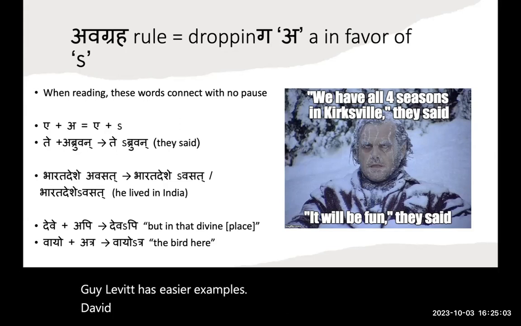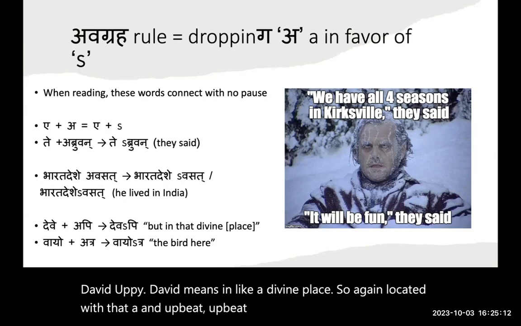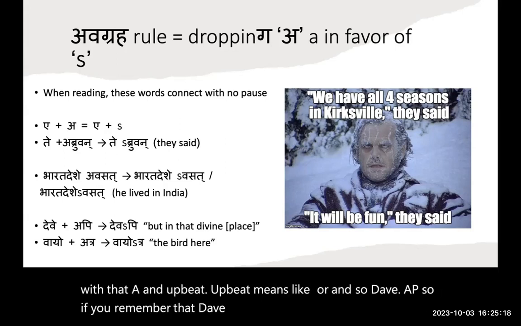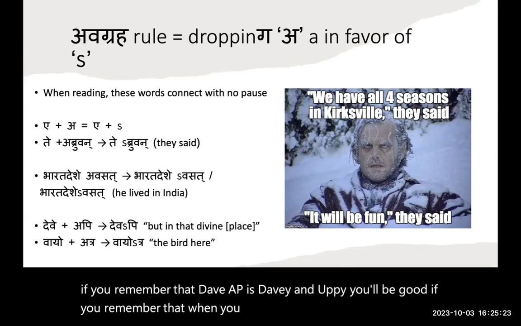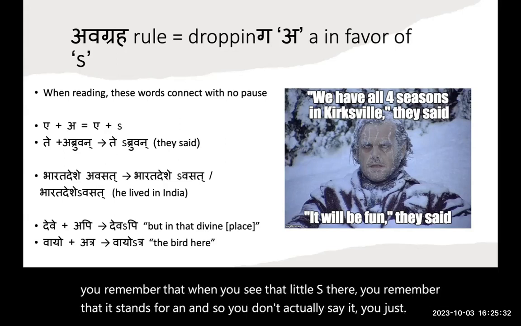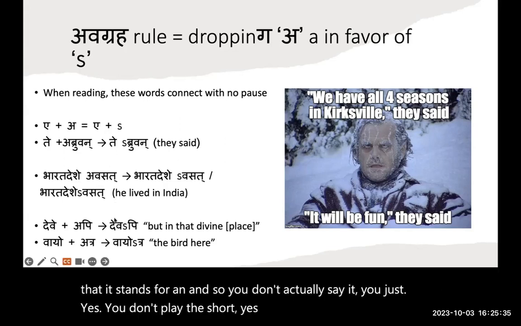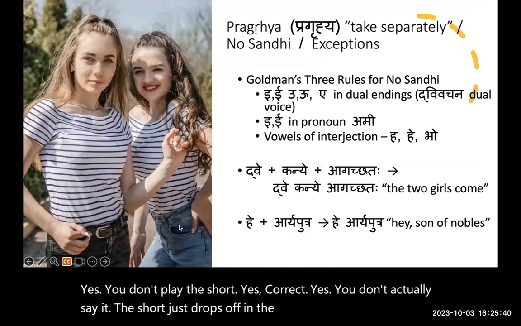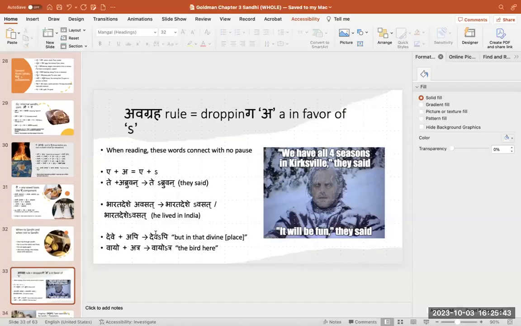Now, once again, Guy Levitt has easier examples. Deve, api. Deve means in a divine place. So again, locative with that E. And api means but or and. So devepi. If you remember that devepi is deve and api, you'll be good. When you see that little S there, you remember that it stands for an A. And I'm sorry, so you don't actually say it? Yes, you don't actually say it. You don't say the short A. The short A just drops off in the writing and in the stating. You straight up don't say it.